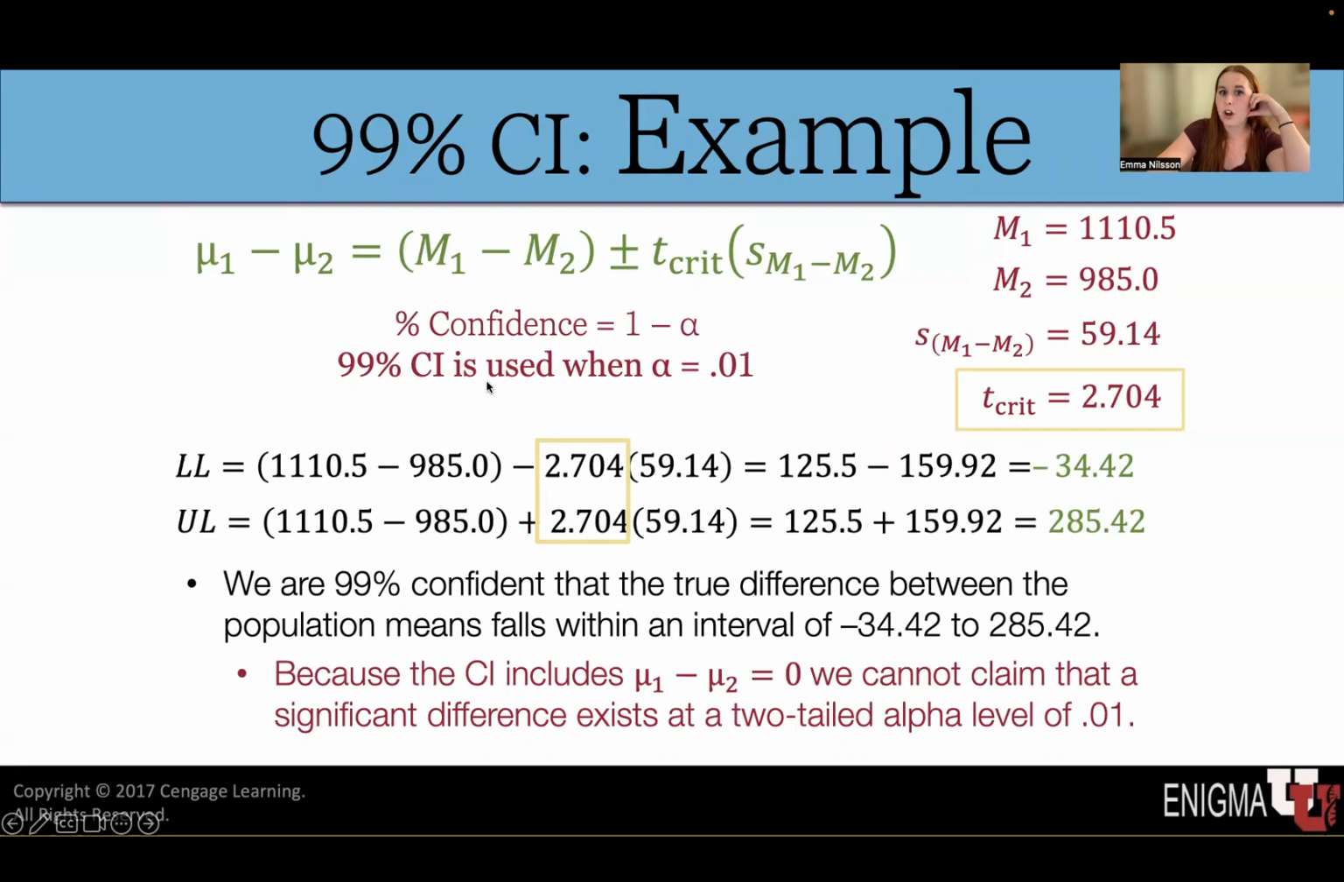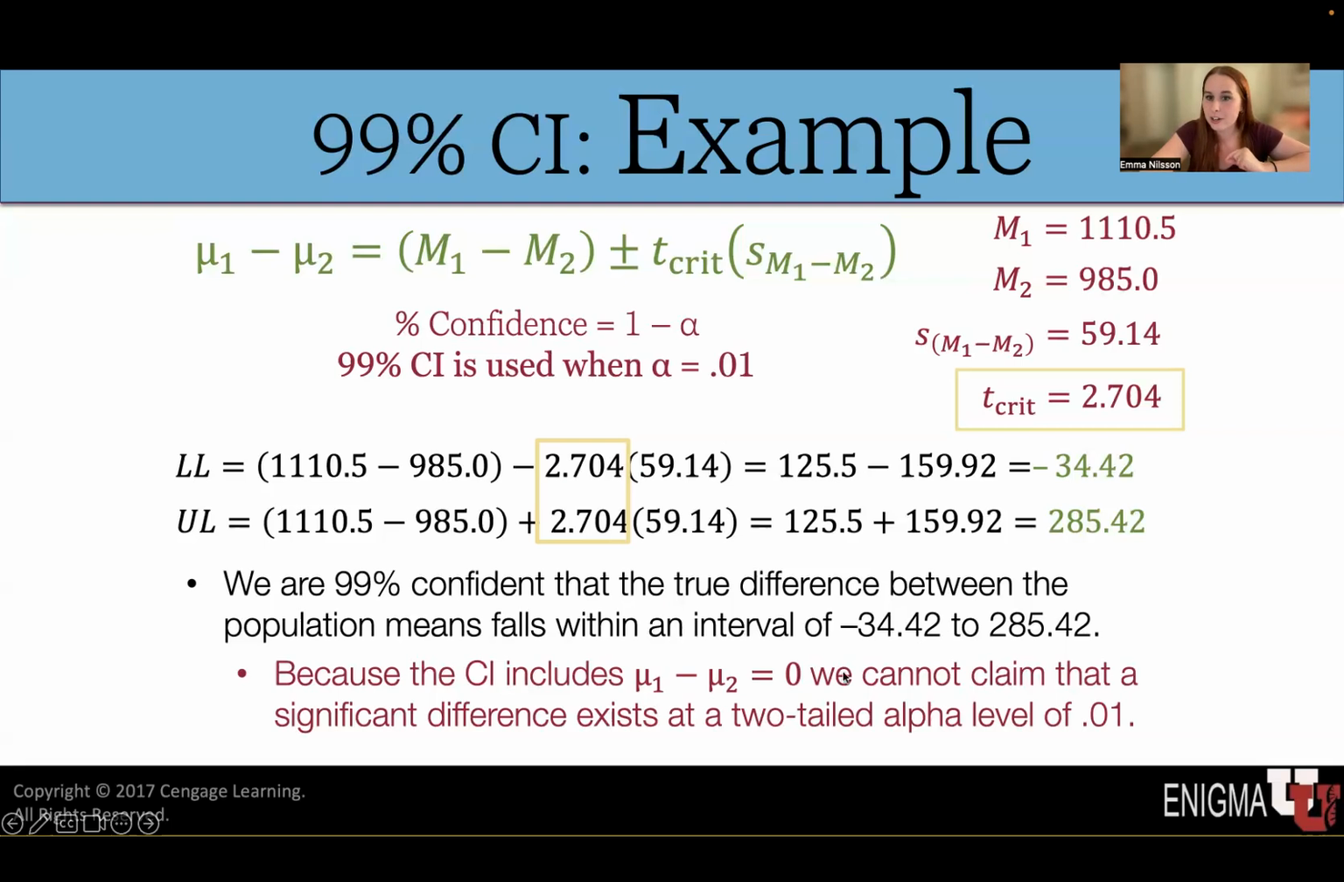99% confidence intervals is used when our alpha is 0.01. Remember, our alpha level has a direct influence on what our confidence interval is, because the percent confidence is 1 minus your alpha. And if your alpha changes, that means your t-critical value is going to change from our critical values table. So now if we do that same thing, calculating our lower and upper limits, we get negative 34.42 and 285.42, which means we are 99% confident that the true difference between the population means falls within an interval of negative 34.42 to positive 285.42.